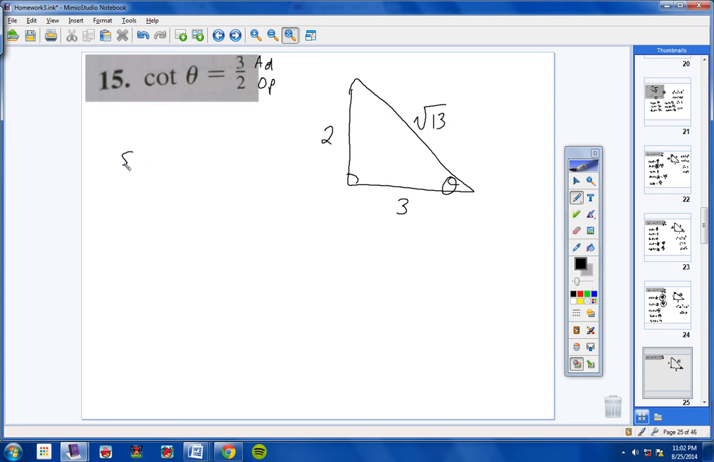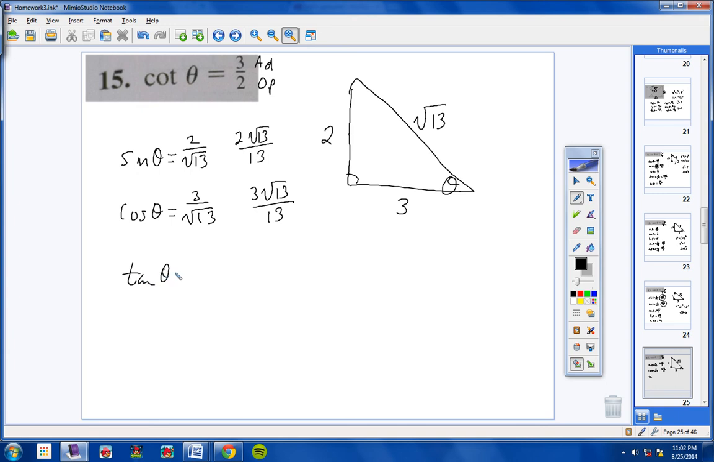And here we go. The sine of theta equals opposite over hypotenuse, 2 over square root of 13, which would be 2 square root of 13 over 13. And the cosine of theta would be adjacent over hypotenuse, 3 over square root of 13, which would be 3 square root of 13 over 13. When you rationalize it, tangent of theta would be opposite over adjacent, so 2/3.